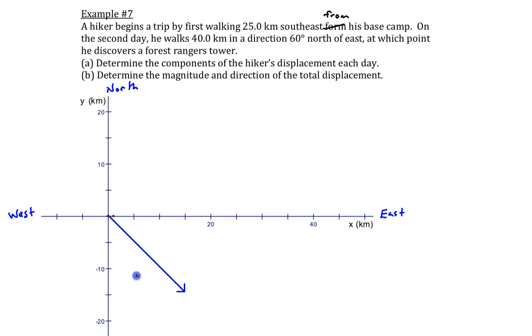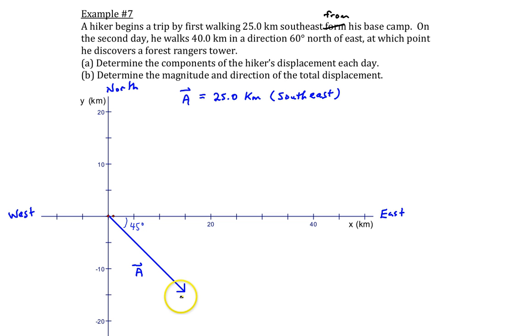I'm going to label that as vector A. Now the length of this vector A is 25 kilometers, that's the magnitude of it, and it's at an angle of 45 degrees here. Next, on the second day, the hiker walks 40 kilometers in the direction 60 degrees north of east. Now I need to add that vector at the tip of the first vector.